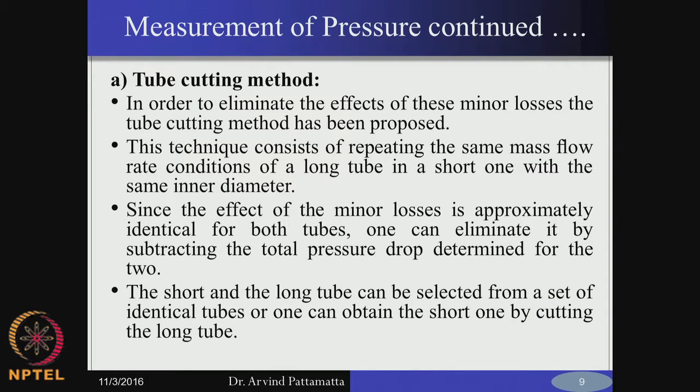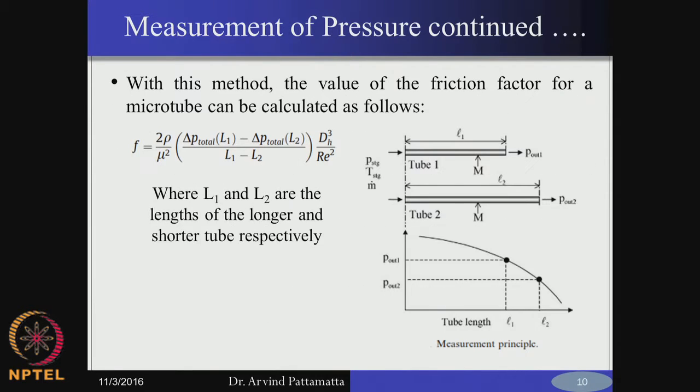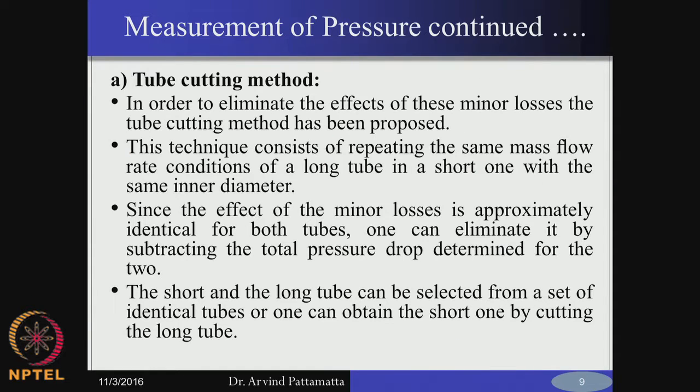There is no technology really used here. All you need to do is take your actual tube, measure the delta P, and then either cut this tube or make another tube with the same diameter, and again measure delta P for that and take the difference between the two. This will eliminate all your uncertainty with respect to the entrance and exit losses. Is that clear? This method is called the tube cutting method.